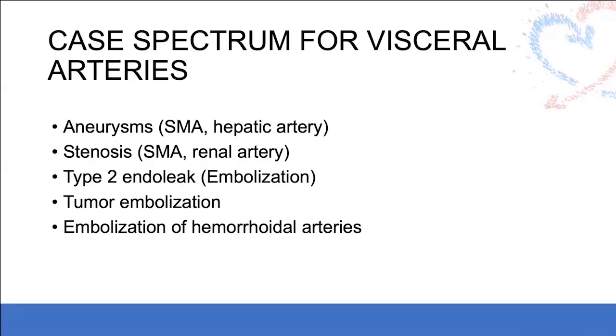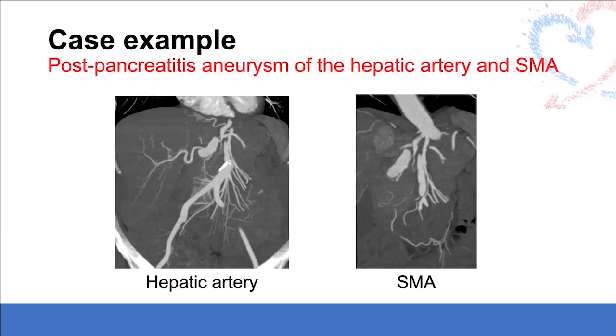Visceral arteries, another spectrum that is very important for us to cover: aneurysms of the superior mesenteric and hepatic artery, stenosis, type 2 endoleak embolization, tumor embolization, or even embolization of the hemorrhoidal arteries. This is a case of a post-pancreatitis aneurysm of the hepatic artery and the SMA. You can appreciate the aneurysm of the hepatic artery and also the post-dissection aneurysm of the SMA.